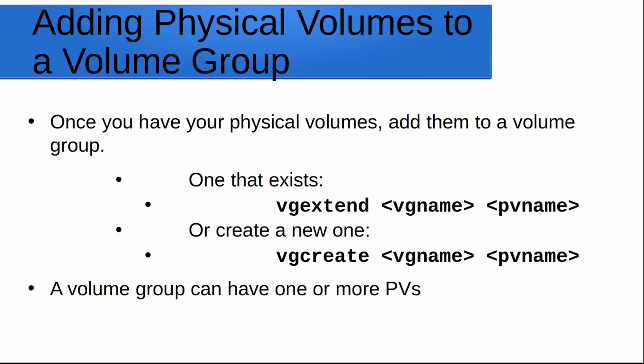And then once you have them, you can add them to a volume group or create a new one. To add them to a volume group, just use vgextend, the name of the volume group, and the name of the physical volume that you want added to that group. To create a new one, similar syntax: vgcreate, the name of the volume group, and the name of the physical volume you want to exist within it. Volume groups can have more than one physical volume, but they should have at least one.